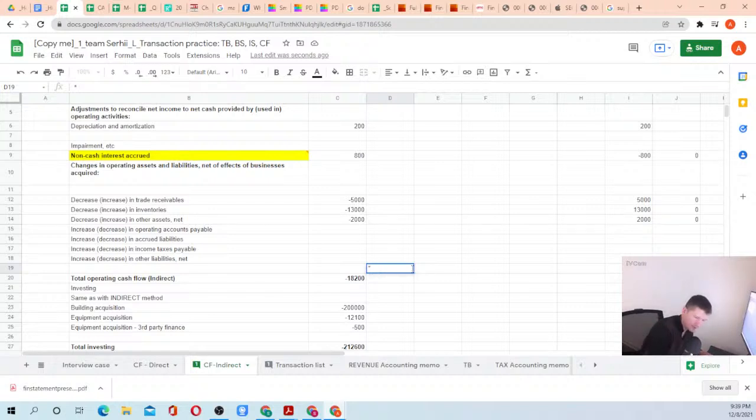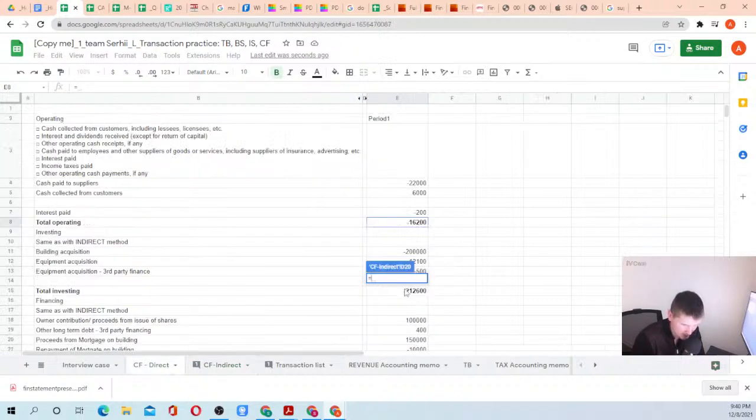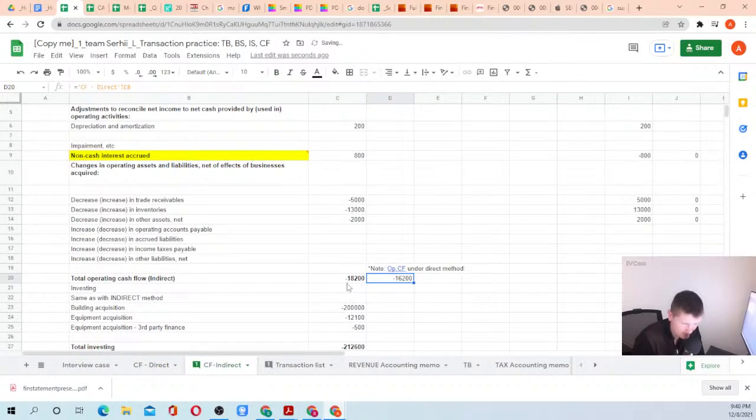Let's make a note here. Operating cash flow under Direct Method, let's get it from here. So you see, our numbers are different. We can even calculate the difference here: $2,000. Let me highlight it so that we know that it's just a note.